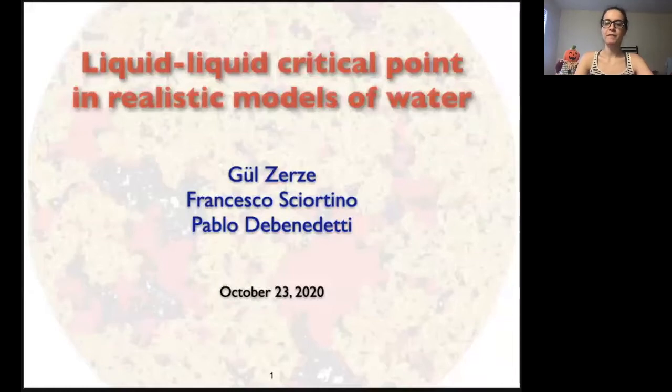I'm a postdoc with Pablo De Benedetti, and we are a computational group working in the field of statistical mechanics. One topic that's been a particular focus in our group is low temperature phase behavior of water. There are many interesting things that happen to water at low temperatures, and among those, the possibility of a liquid-liquid critical point is definitely one of the most interesting ones, as it would explain the anomalies of water.